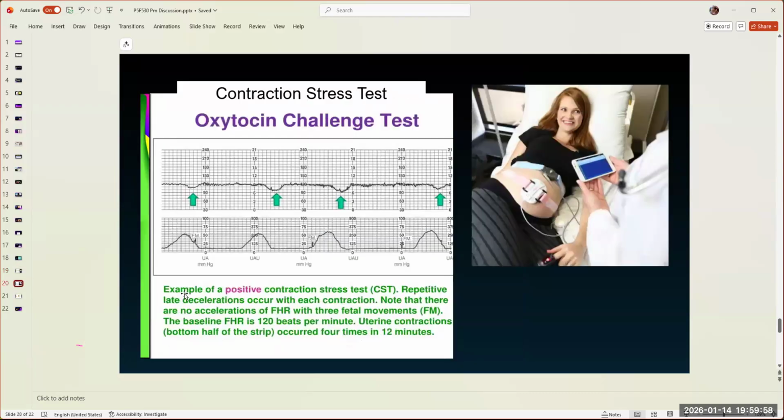The contraction stress test is we want to see what happens to our baby if mom has a contraction. In other words, is it going to be safe for our fetus to go into labor? Is the baby going to be able to tolerate labor? If we have a small baby, then what we might see is during a contraction, the heart rate drop. There's not adequate blood flow to the baby and the heart rate drops. We call it contraction stress. And what we do is we give her some oxytocin to cause a contraction.